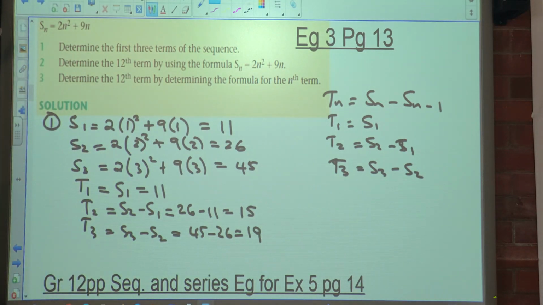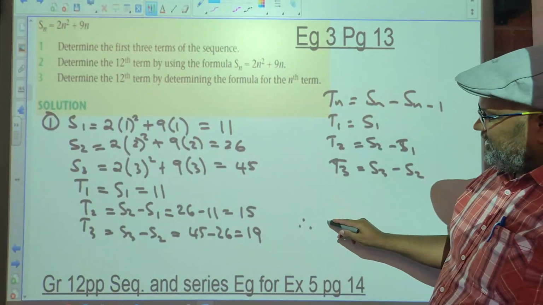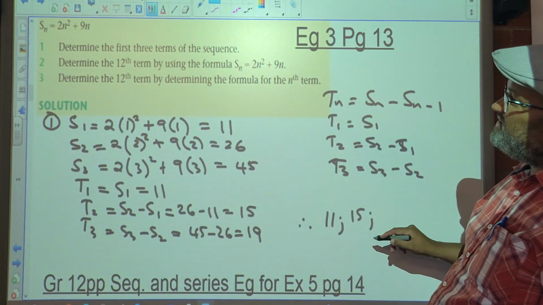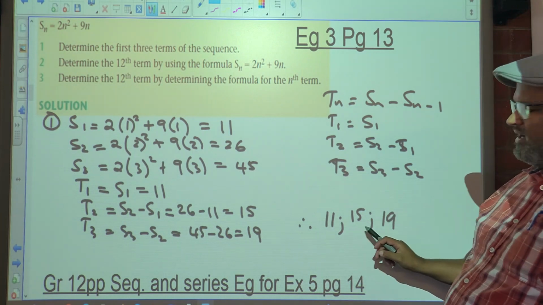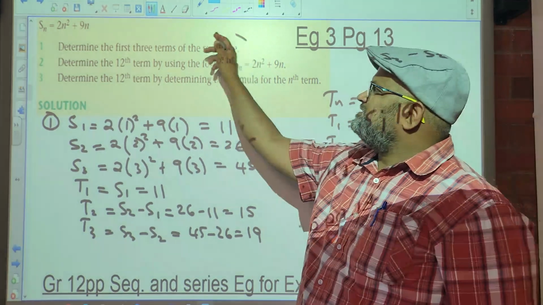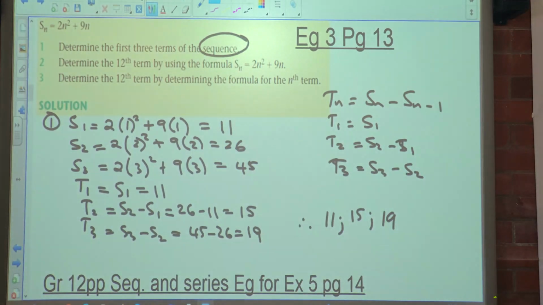19. So simply the first three terms would be 11, 15, 19. Why did I put semicolons here? It says series. Oh, sequence, sorry. Series would have been the pluses. Okay. It's fairly simple, no?